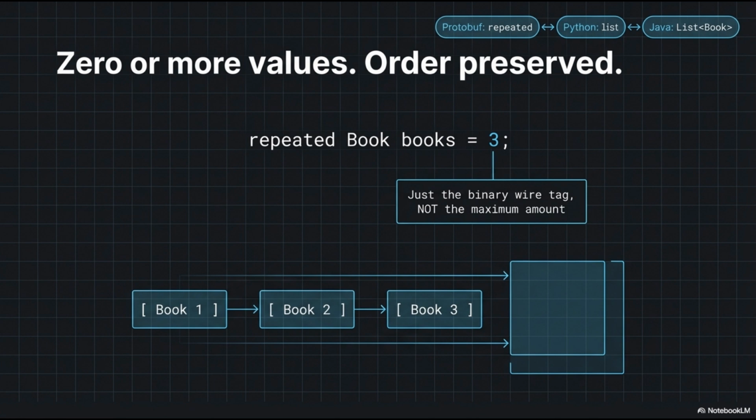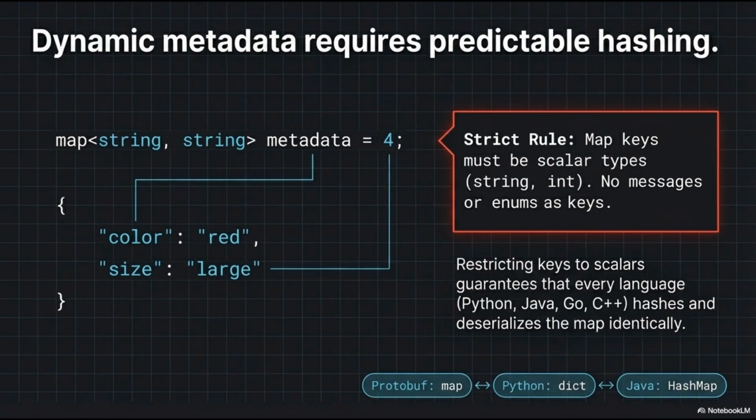But wait, the sources mention a strict rule here. Map keys must always be a scalar type. Why? Why can't I use a complex nested message as a map key? I can do that in Java if I write a custom hash function. You can do it in Java, yes. But remember, Protobuf isn't just running in Java. It's a cross-language serialization format. Okay, so it has to work everywhere.